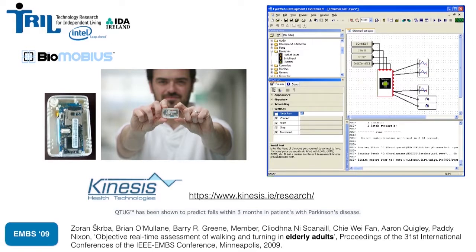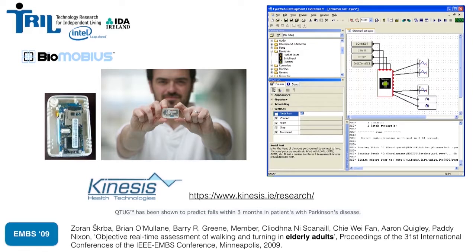And this has been shown to predict falls within 3 months of patients with Parkinson's disease. So one small research paper, which is born out of a human-computer interaction study, helped give rise to a whole line of technology that's specifically around allowing a technology to predict when someone's going to fall.